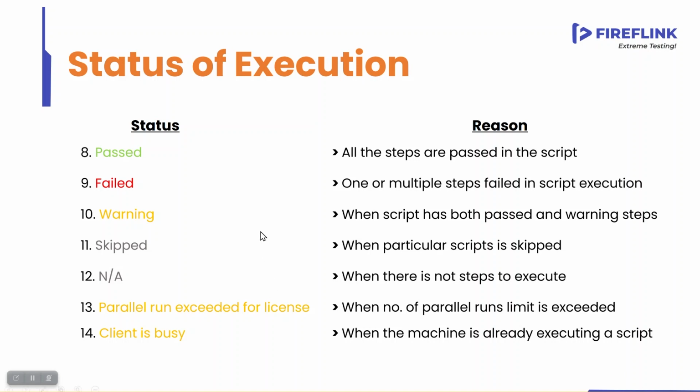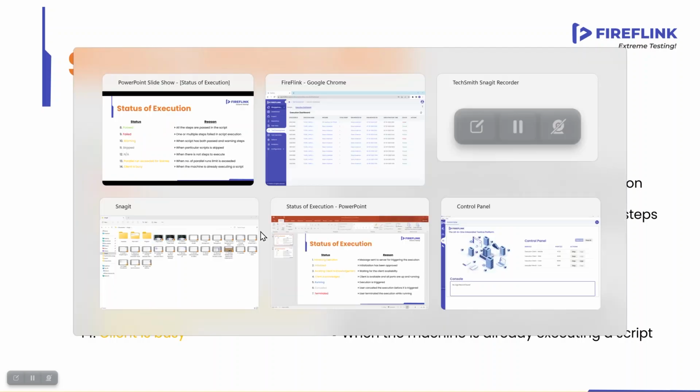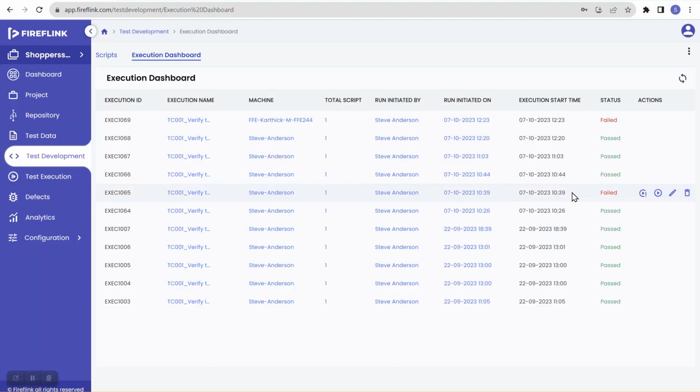So I hope this is clear. Now we should be able to understand the different statuses that populate here while doing the execution. Once the execution is also done, just by seeing the status, we can easily understand what is the status of that particular script.